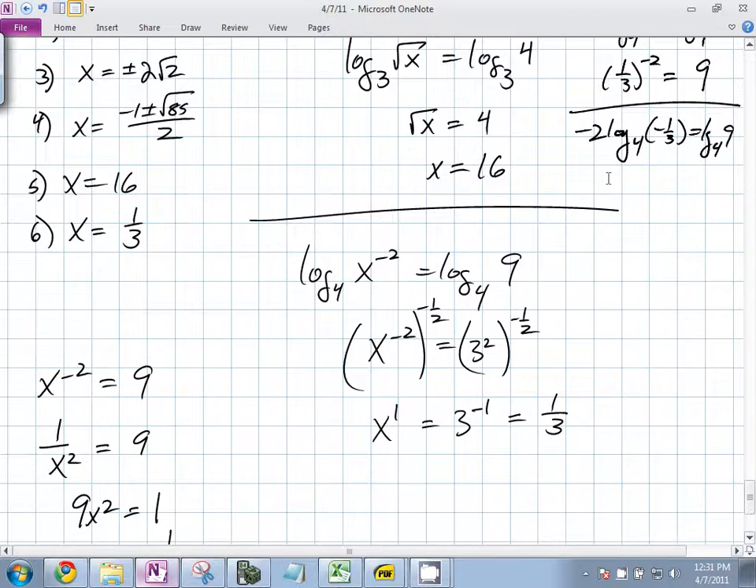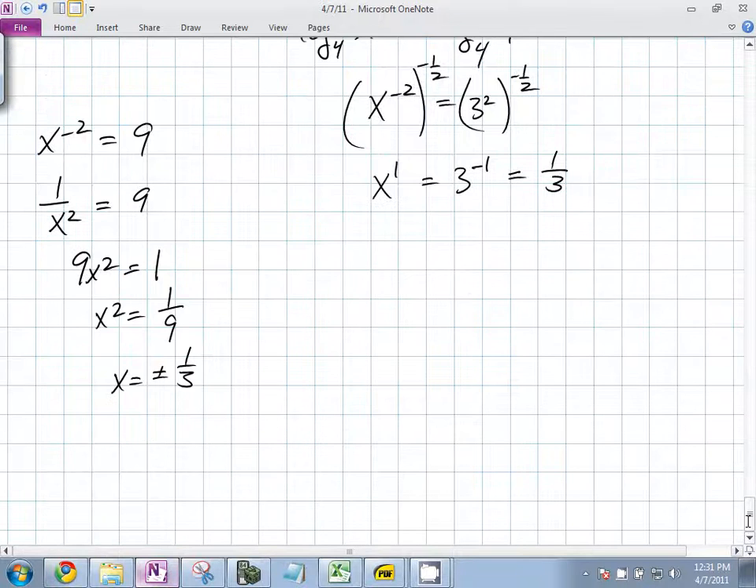Well, what's negative 1/3 to the negative 2? It's 9. So you are correct. There are 2 answers to this. That's really cool. I did not catch that the first several thousand times I've done that problem.